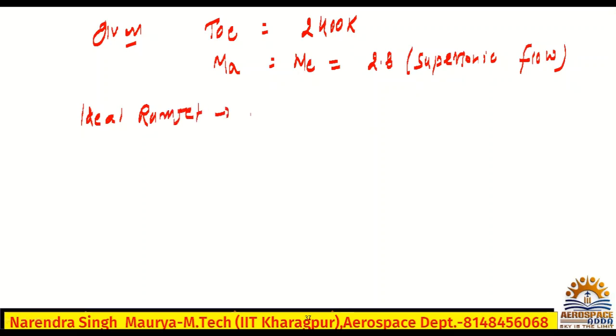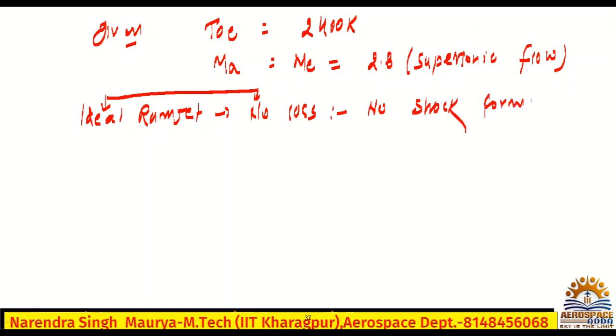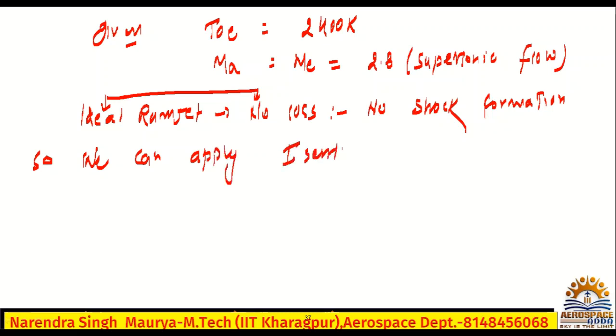Ideal ramjet means no loss. Ideal means no loss. Yes or no? Ideal means no loss, means no shock formation. You need to remember. So we can apply the isentropic relation. Yes or no? The isentropic relation we are free to apply.